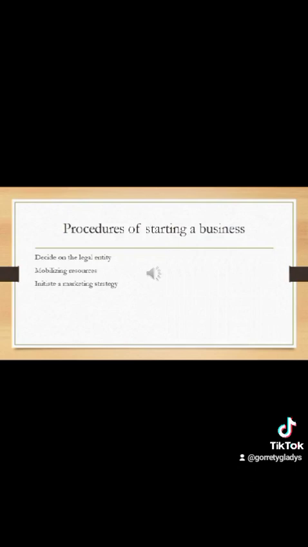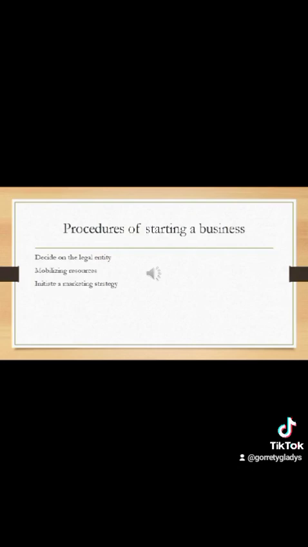At this point, you'd have written your business plan, you'd have drawn your budget. Now, after doing all that, you now decide on the legal entity. You mobilize resources. This may be through loans, through your savings, or any other source of your finances. You mobilize the resources of what your business plan and your budget entails. You make sure you get the resources that would enable you to start the business.